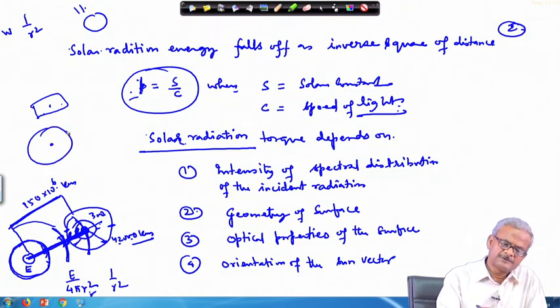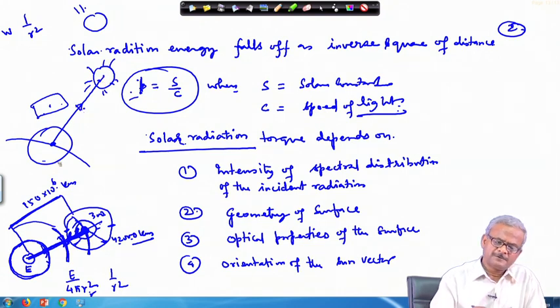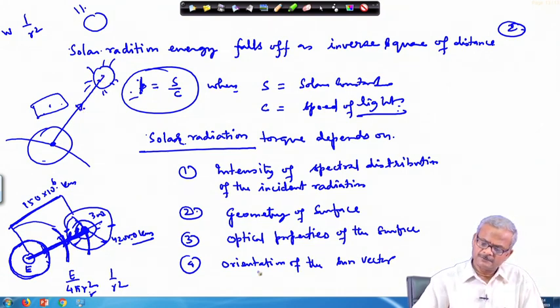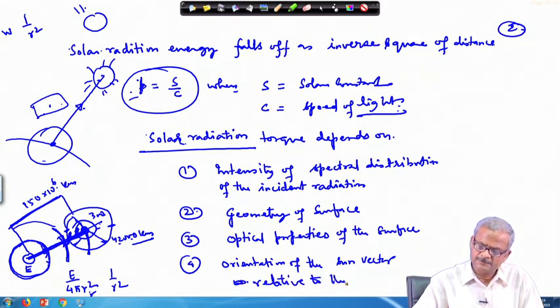If this is your satellite in the orbit, and the sun is somewhere here, then this is the vector from the satellite to the sun. So, the orientation of the sun vector relative to the satellite.